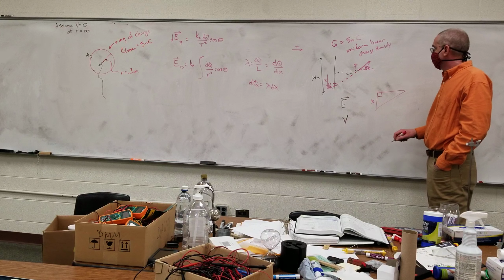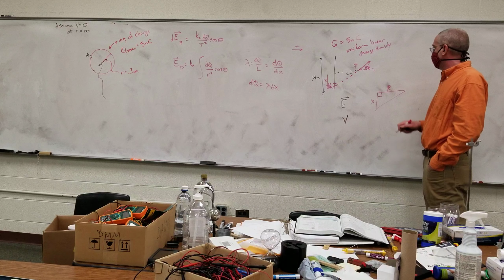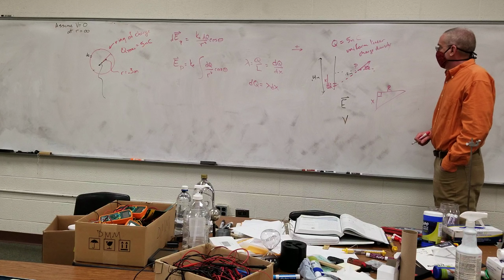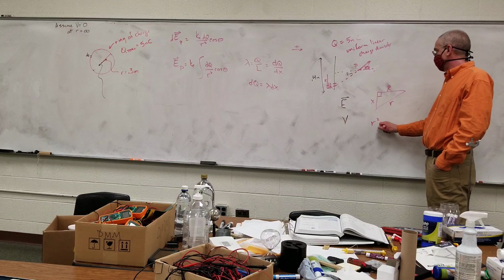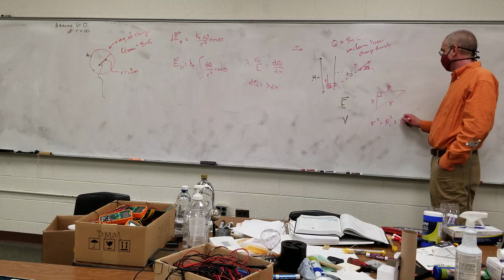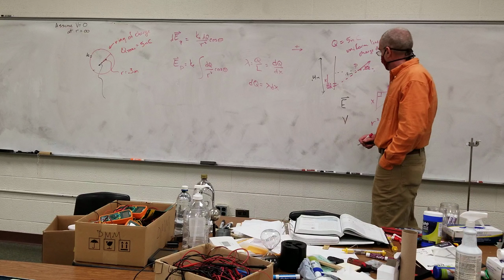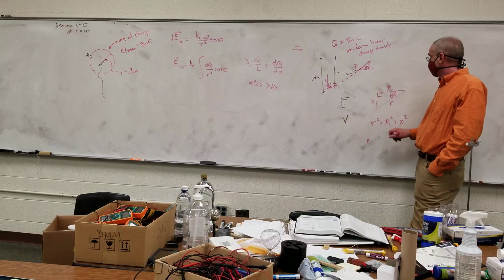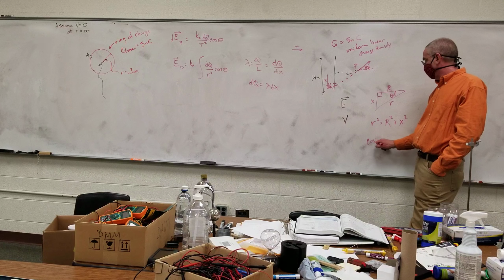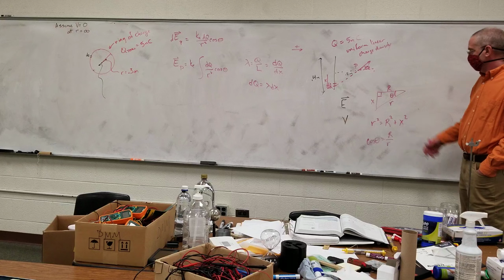this is x. This is 0.2 meters, and why don't we give it a letter? How about a capital R? And this is little r. So I know little r squared is equal to capital R squared plus x squared. And the last thing is cosine of theta, since theta is this angle right here. Cosine of theta is big R over little r, adjacent over the hypotenuse.